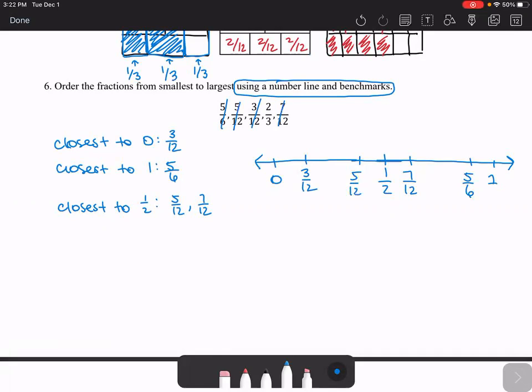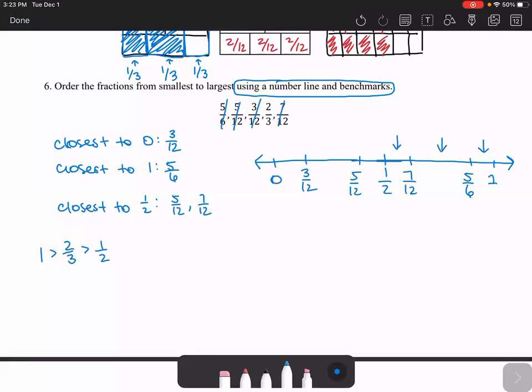So we just need to know where 2/3 goes. 2/3 is definitely going to be bigger than 1/2, right? So we need to now see where it goes. Is it going to go here, here, or here? Because it's between 1/2 and 1, right? It's less than 1.